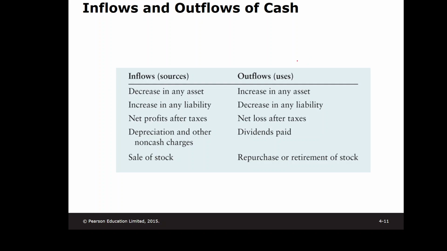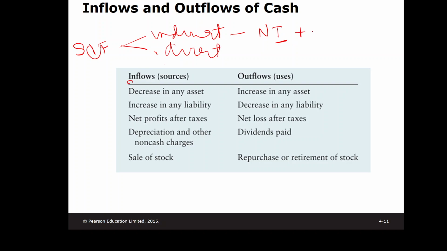Ma'am, why do we have that? Because in the statement of cash flow, what methods are used to prepare it? Indirect or direct. With indirect, you start with net income, then add or deduct changes in your current asset and current liability, the decrease or increase. Ma'am, why did the decrease become an inflow?